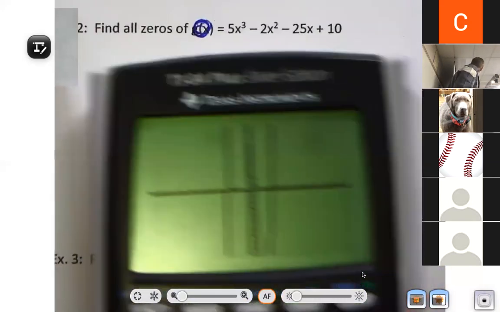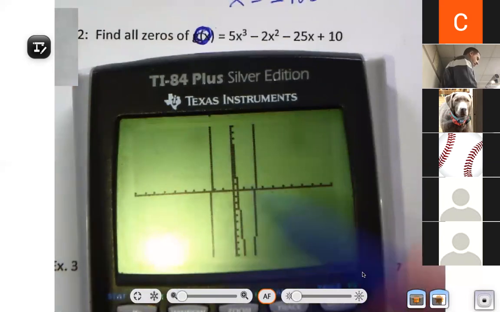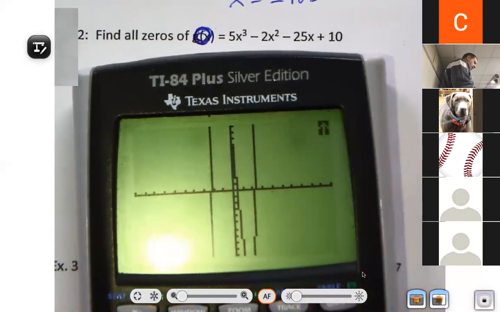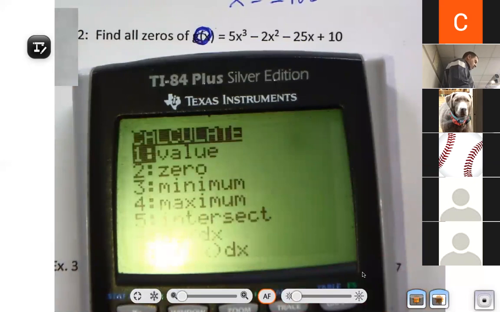So I want us to find that first x-intercept. I want us to calculate that most left x-intercept, and let's see what it looks like, okay? So if I want to find this most left x-intercept right here, I push second, calculate, and I want to find the x-intercept, so the 0.